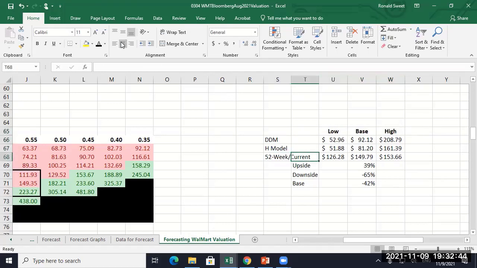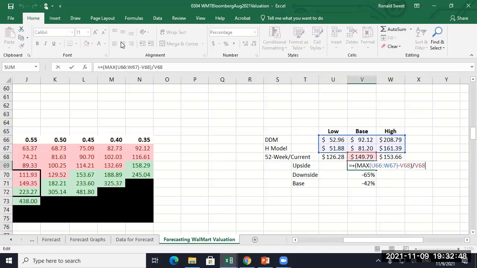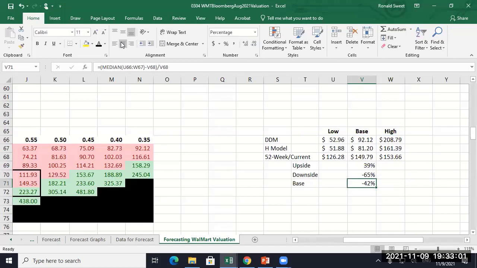And then my 52-week. Then my upside, I just did the max of all my values minus my current price, over my current price. So my upside is 39%. My downside is the minimum of all my values minus the current price. And then my base is the median of all of those divided by the current. So, you know, it doesn't look too good in this scenario. I don't have as much upside as downside.